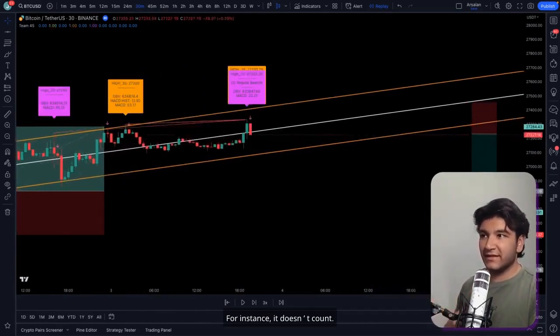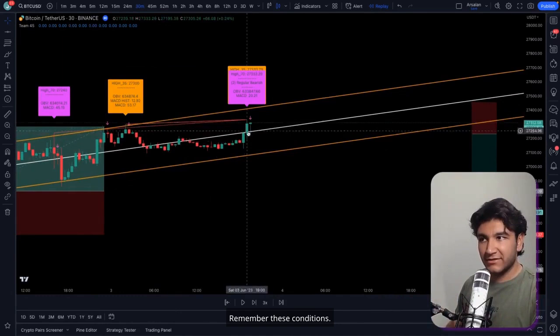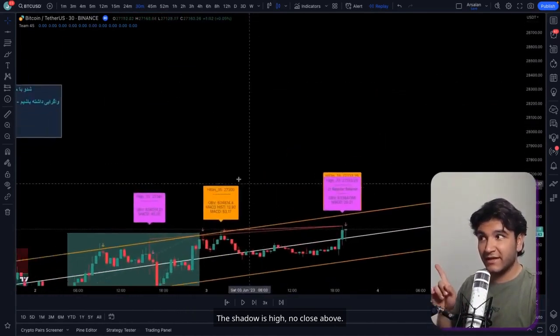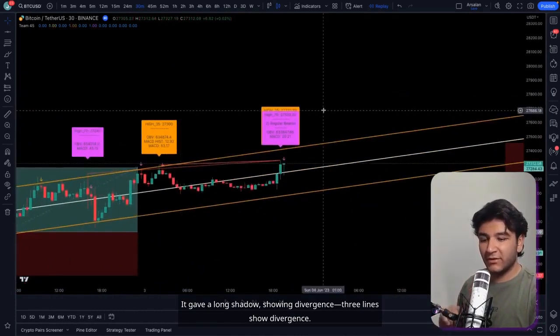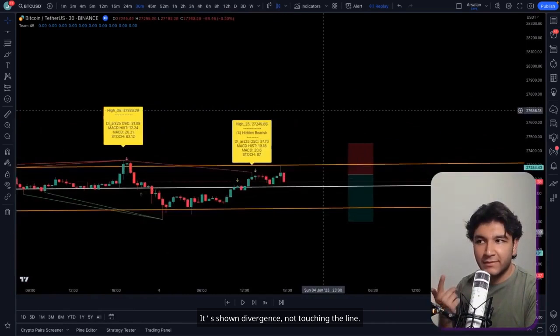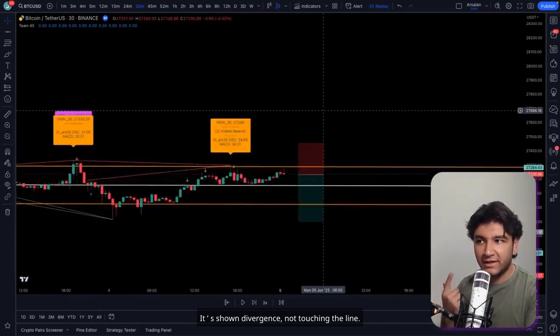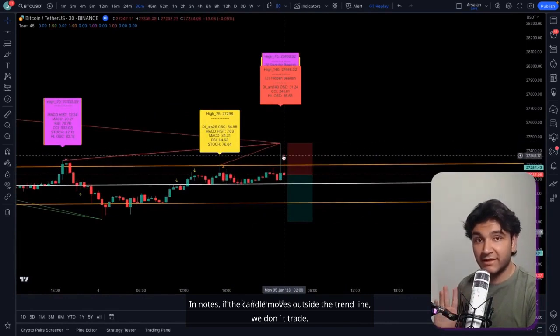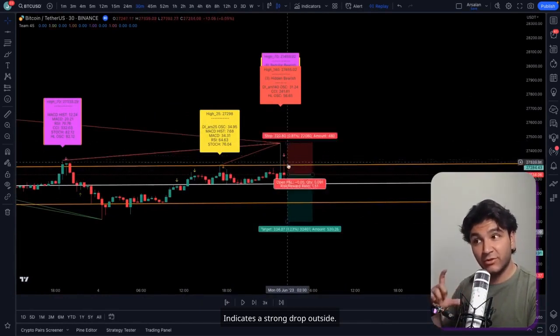For instance, it doesn't count. Remember these conditions. This is the condition we want, but it's not giving it. The shadow is high, no close above. It gave a long shadow, showing divergence. 3 lines show divergence, but it's not touching the line. Below the line. In notes, if the candle moves outside the trend line, we don't trade. Indicates a strong drop outside.